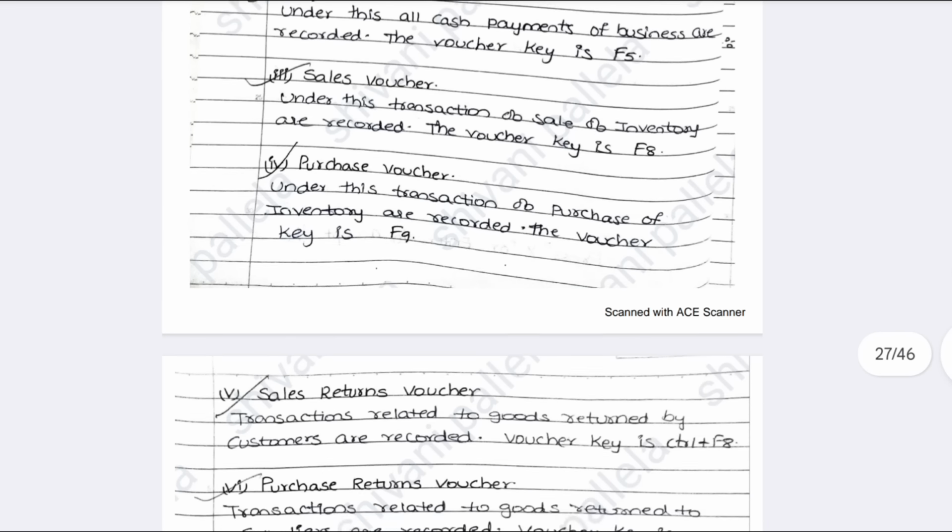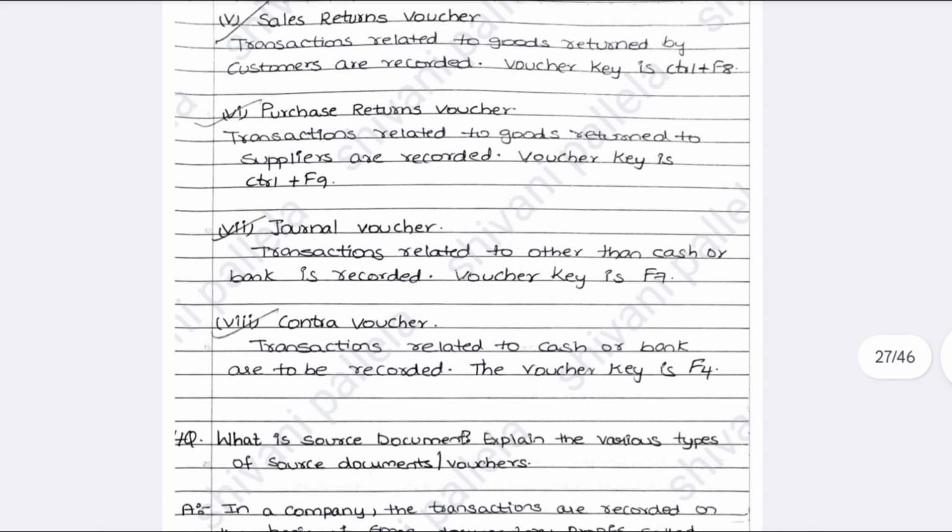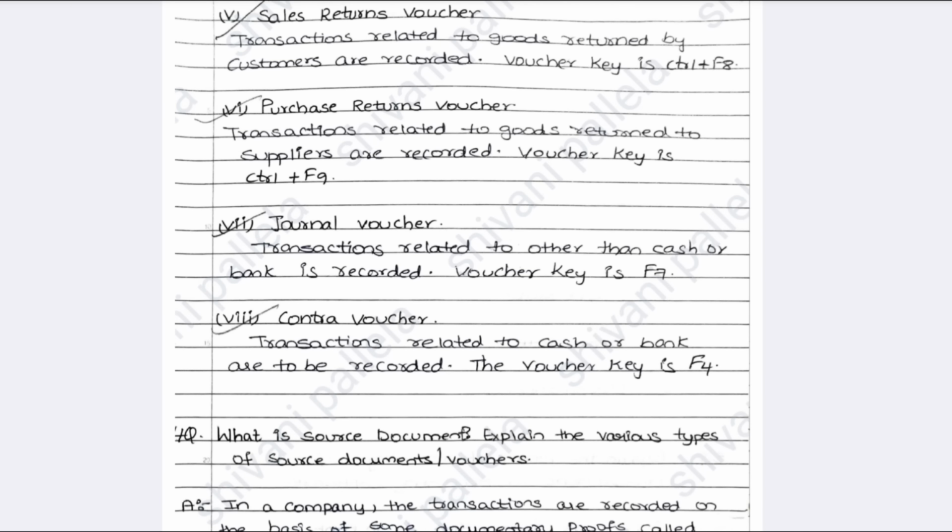Purchase means purchase. Sales return means sales return. General voucher means general voucher. General voucher is for anything other than cash or cheque. If we receive any form of gift or asset or thing, that type of data will be entered in the general voucher.